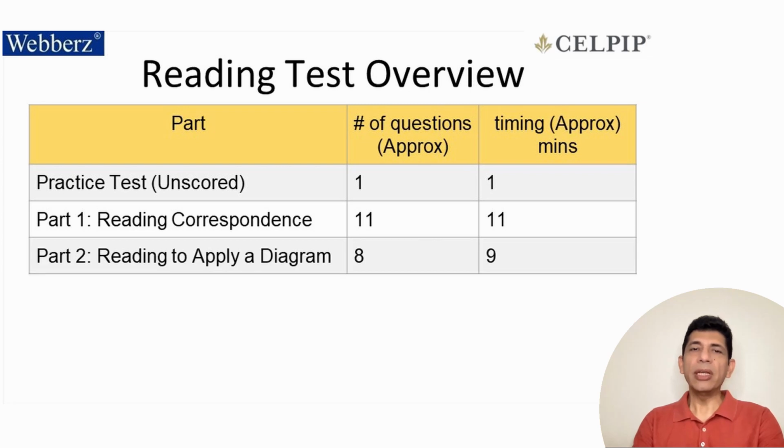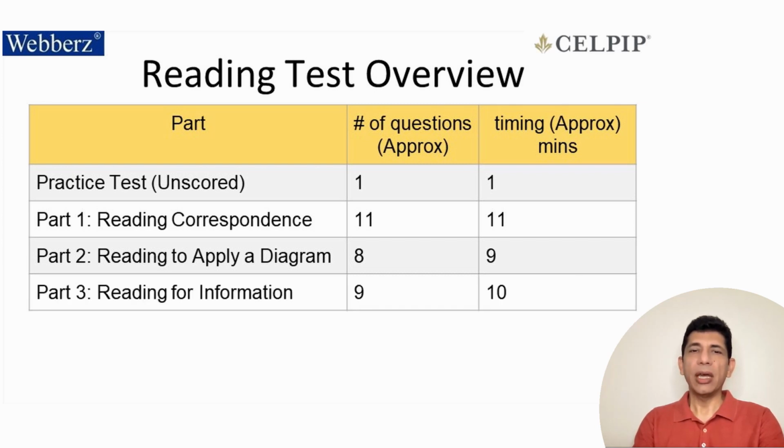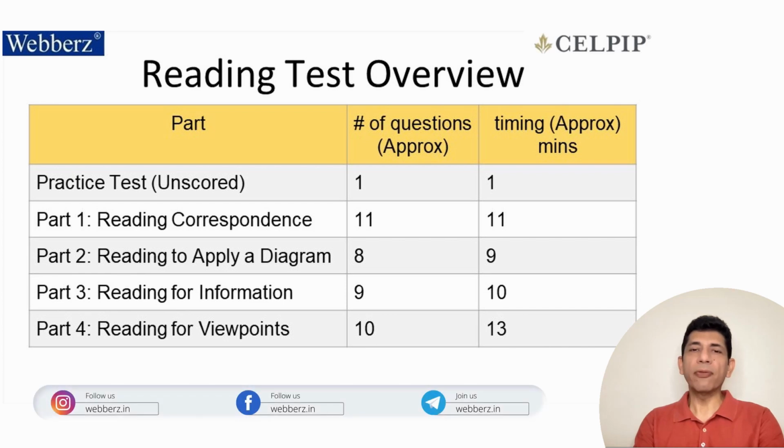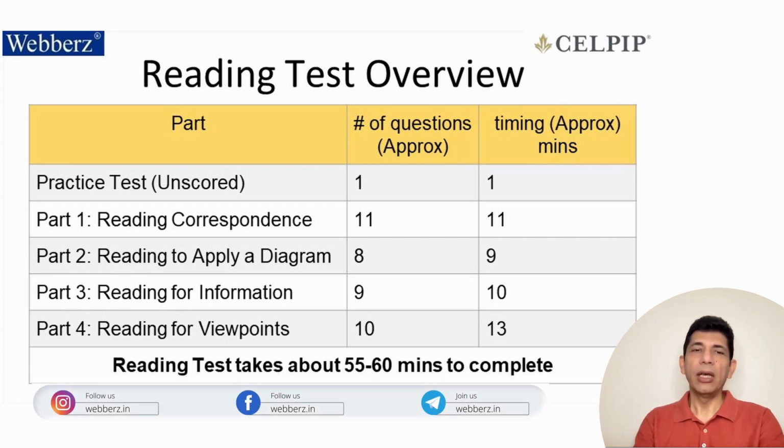Part 2, reading to apply a diagram. It has got 8 questions and timing is 9 minutes. Part 3 is 9 questions, timing is 10 minutes, and this is called reading for information. If I talk about part 4, that is reading for viewpoints, number of questions are 10 and the timing is 13 minutes. Reading test takes about 55 to 60 minutes to complete.